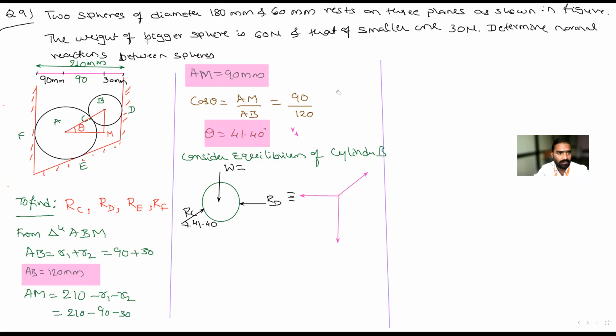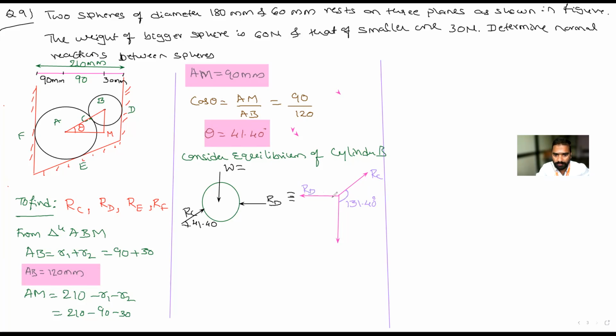So this is RC. Can you tell me the angle made by RC, this total angle? RC with respect to horizontal it is 41. With respect to vertical, that is 90 plus 41, that is 131.40. Correct? Yes, sir.